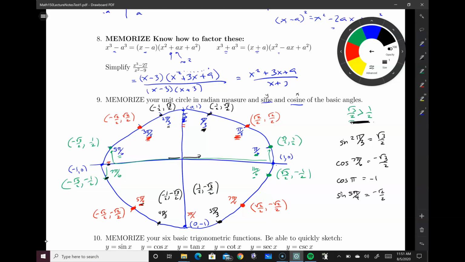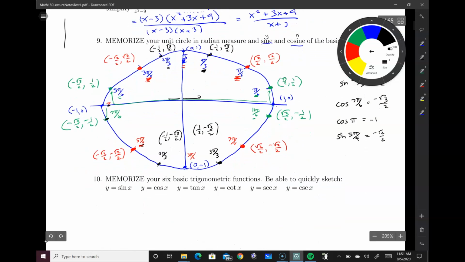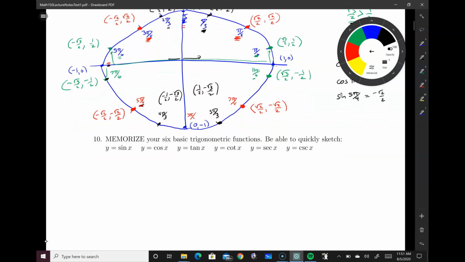So I don't want calculator answers. I want you to know these angle measurements. And always we're doing radians, not degrees. Calculus has to be done in radians.